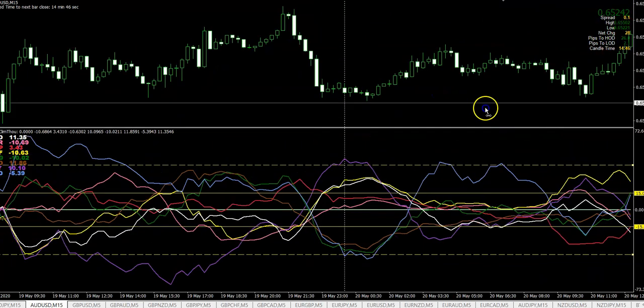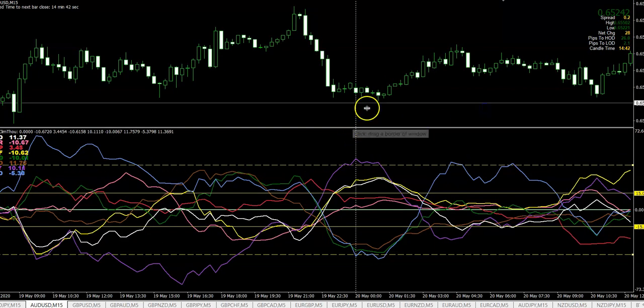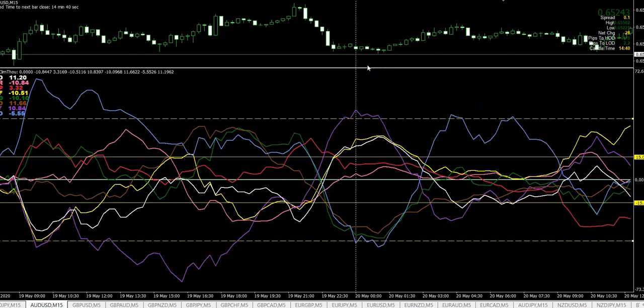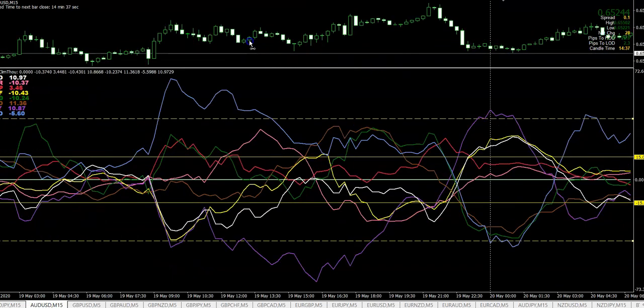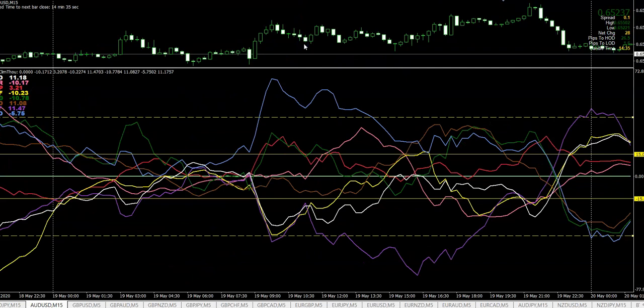I know other people do not really trade overbought, oversold, because they don't know how to trade overbought, oversold. But now I'm showing you a trick that can help you to trade oversold, overbought. Here's a trade. I don't know if it was a lousy trade or a good trade. Let's actually check this out.